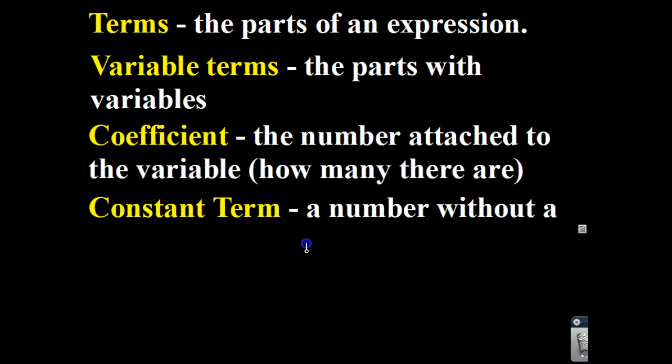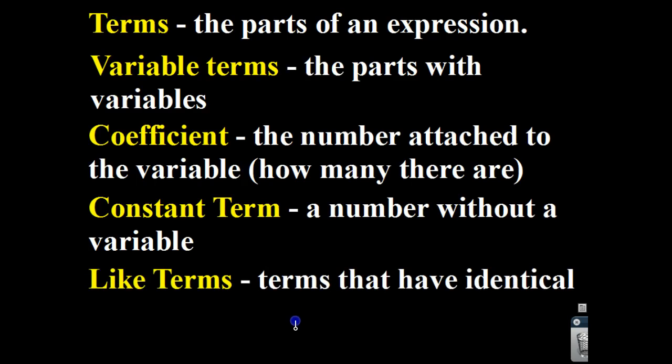Then we have a constant term. This is a number without a variable. A constant term would be something that doesn't change. So like the number 4. The number 4 is always going to be the number 4. It's constantly 4. Therefore, it doesn't change. It is not a variable. That's called a constant term.